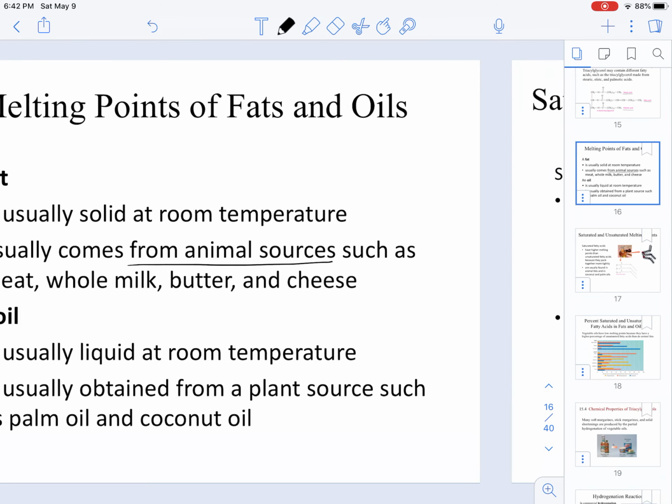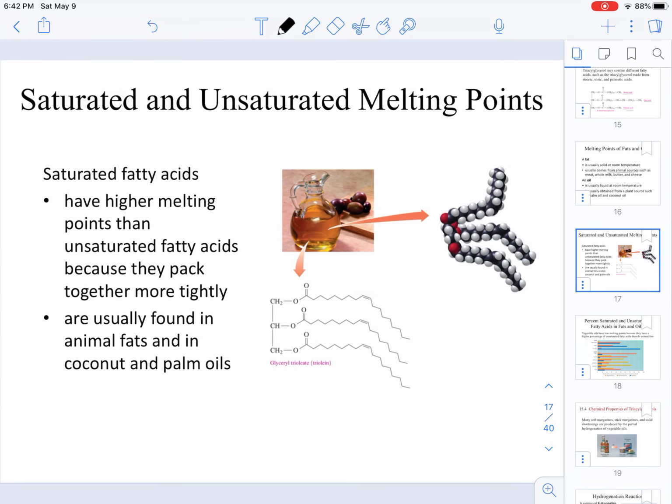When it comes to fats and oils, remember that these triacylglycerols can have saturated fat in the fatty acids, or they can have unsaturated fats in the fatty acids. And depending on the composition of those fatty acids, we have effects on the melting points, just like we explained in the previous video. A saturated fatty acid is going to have a higher melting point than an unsaturated fatty acid because they can pack together more tightly, similar to the analogy of having Pringle potato chips.